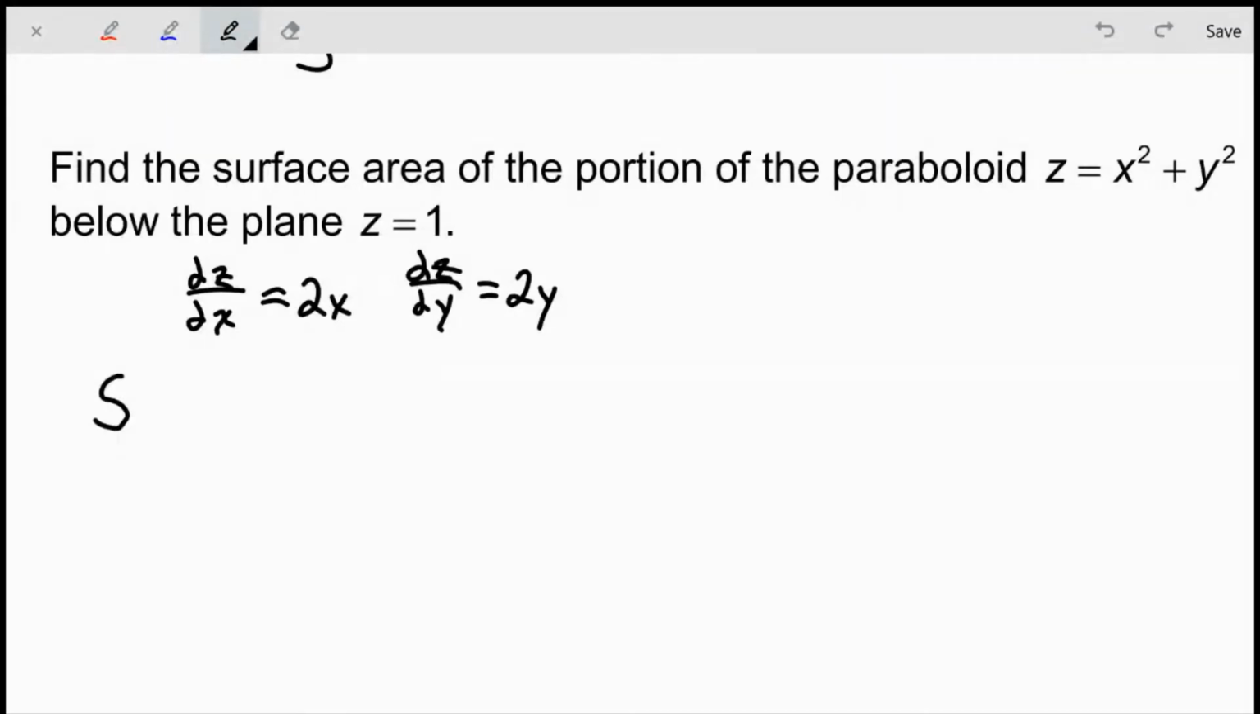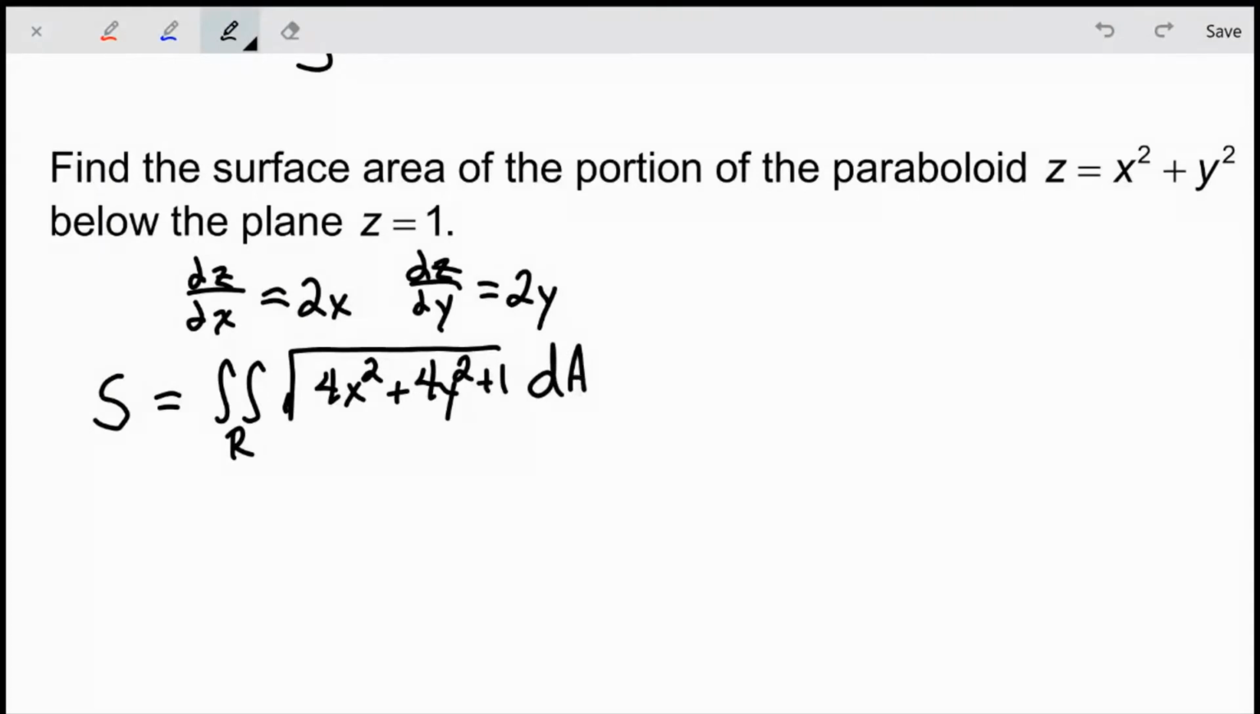So I know my surface area is going to be the double integral over this region. And we're going to have the square root of 2x squared plus 2y squared, so essentially 4x squared plus 4y squared plus 1, and then dA. And now I've got to think about, okay, how do I want to actually go through and set this up?